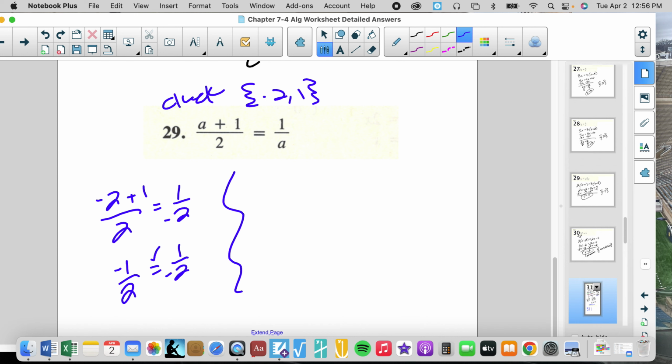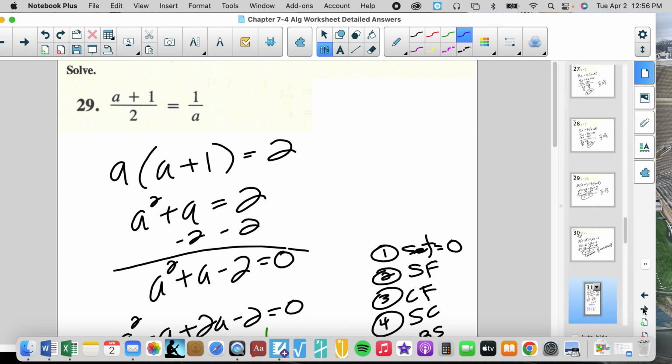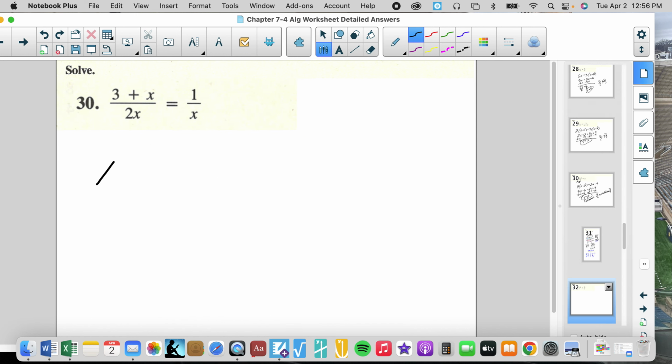And then we're going to check 1. 1 plus 1 over 2 equals 1 over 1. 2 over 2 equals 1. 1 equals 1. And that checks. So both of those solutions are correct. -2 and 1. Well, I like that. All right, again, we're going to do a whole bunch more. X times 3 plus x equals 2x times 1.